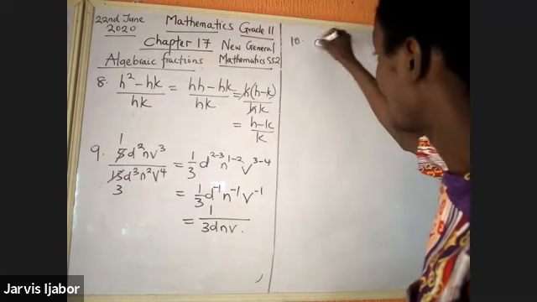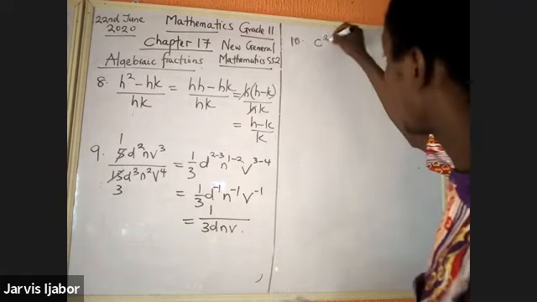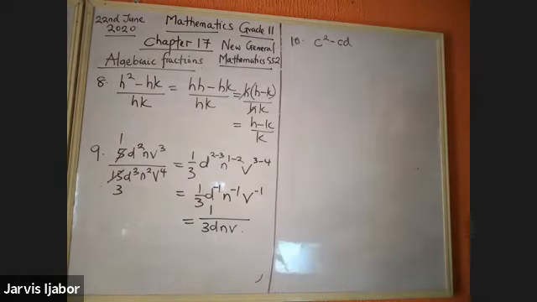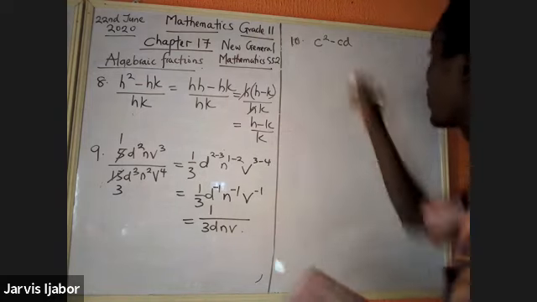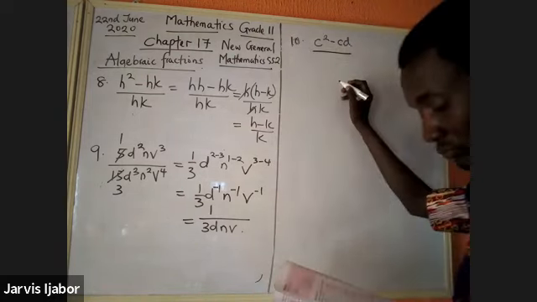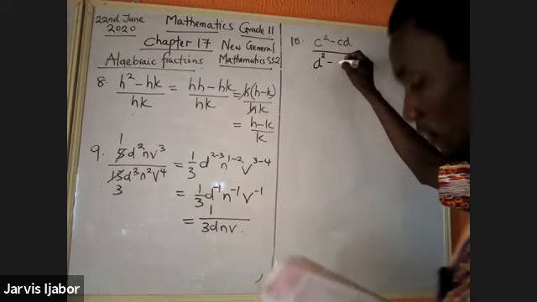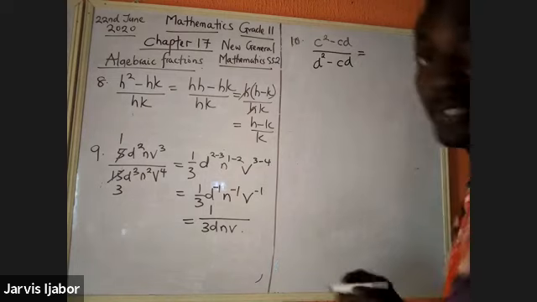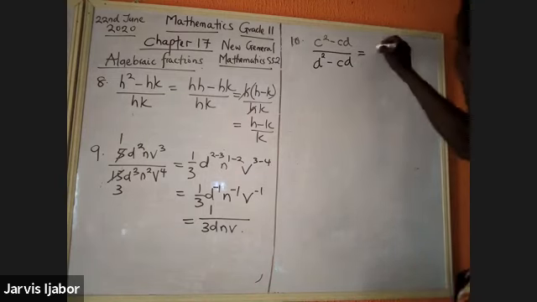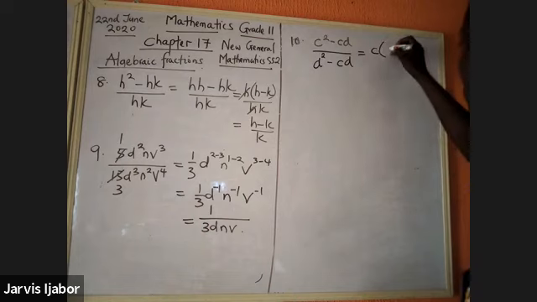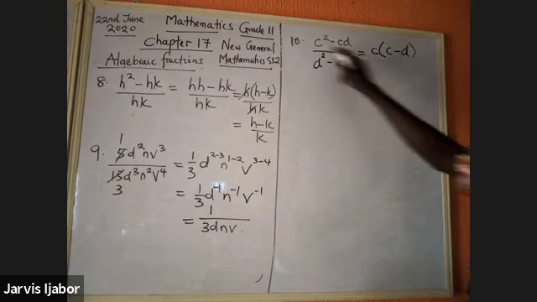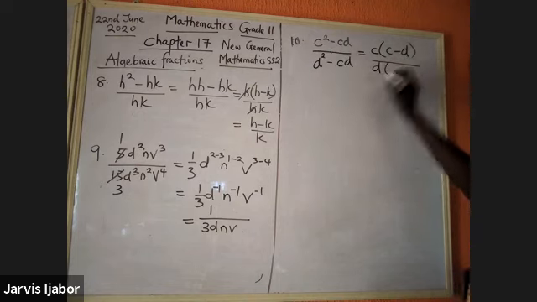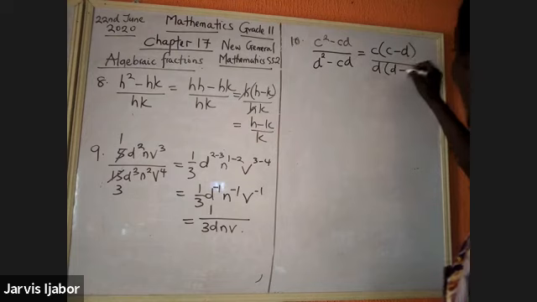I have c squared minus cd over d squared minus cd. What would that give me? I can factor c out. There are two c's here. So I guess by now you have seen it. c into c minus d, I'm taking one c here, taking one c from here, over taking one d here, and I'll be left with d minus c.